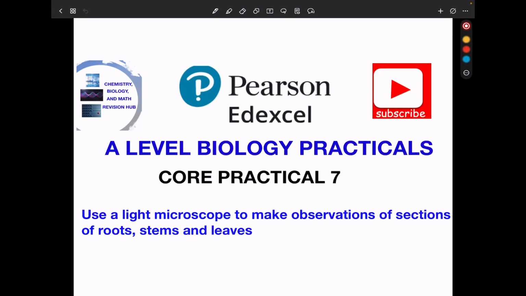Today we're doing the A-Level Biology Practicals. This is Core Practical 7. Use a light microscope to make observations of sections of roots, stems and leaves.